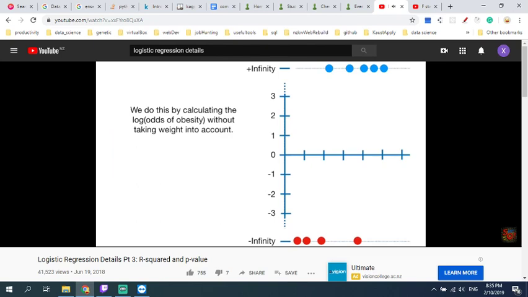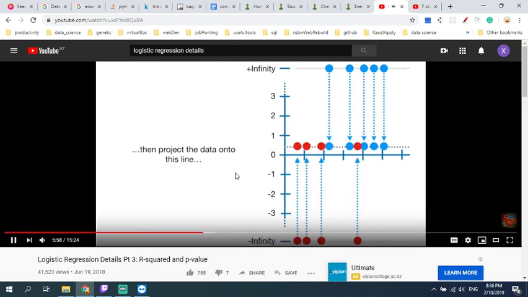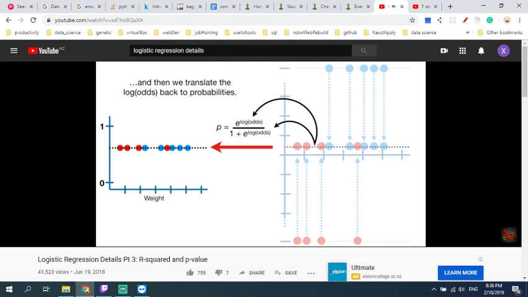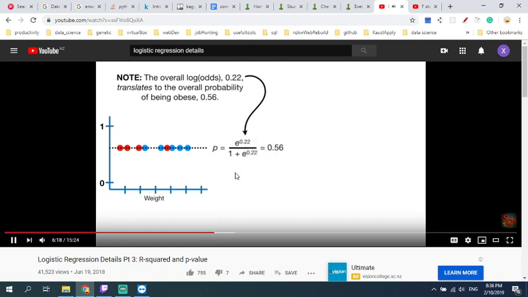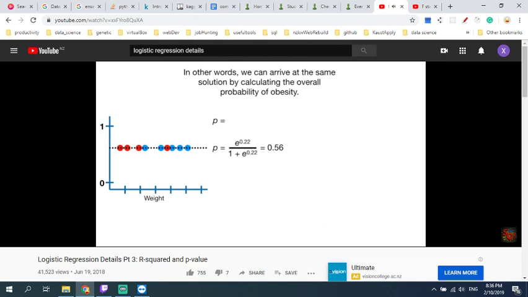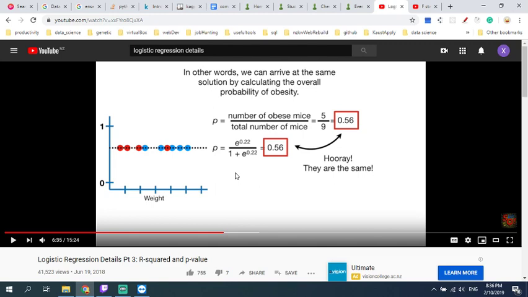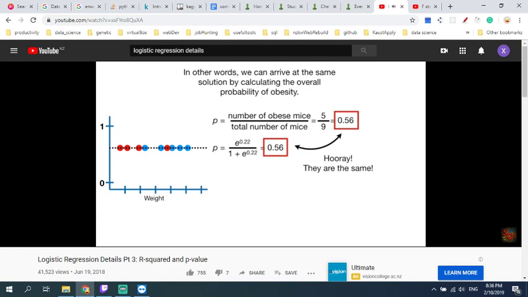We do this by calculating the log odds of obesity without taking weight into account: the number of obese mice divided by the total number of mice that are not obese. That gives 0.22. Then project the data onto this line, and then we translate the log odds back to probabilities. That gives us a horizontal line at p equals 0.56. 0.22 translates to the overall probability of being obese, 0.56. In other words, we can arrive at the same solution by calculating the overall probability of obesity. Hooray! They are the same. So we have two different ways to calculate the exact same number.